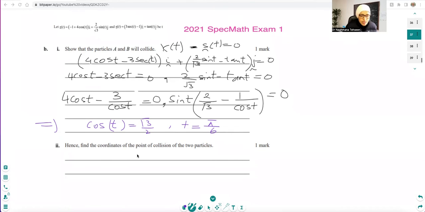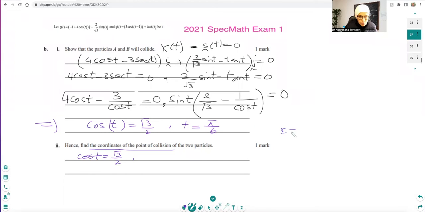Okay, now we have the second part of the question. Find the coordinates of the point of collision of the two particles. Now we need to find out the point. From there we know cos of t is equal to √3/2, right? And sine of t is equal to 1/2. Now we have to use that r, and t is equal to pi on 6. So if we go in here, what would r look like?